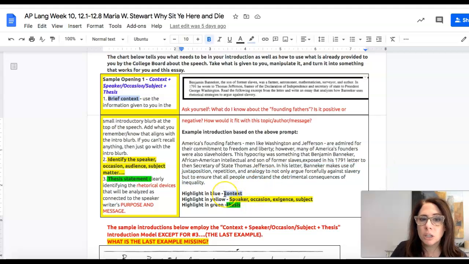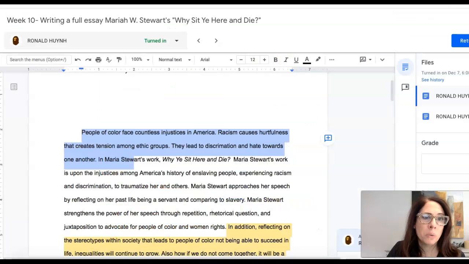So it could just be three sentences, the context specific to the blurb in the prompt. Thinking about the speaker, remember the occasion: why is Maria Stewart speaking, to whom is she speaking, and the exigence, you might want to go back to that word, but it is the situation in society or history at that time. And then the subject or the topic of which she's speaking, and then finally the thesis. And the introduction is not worth a single point.